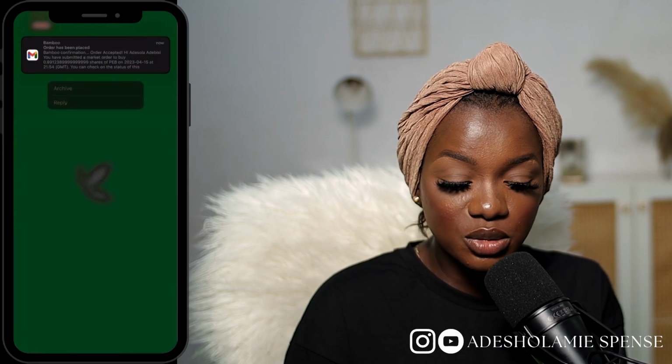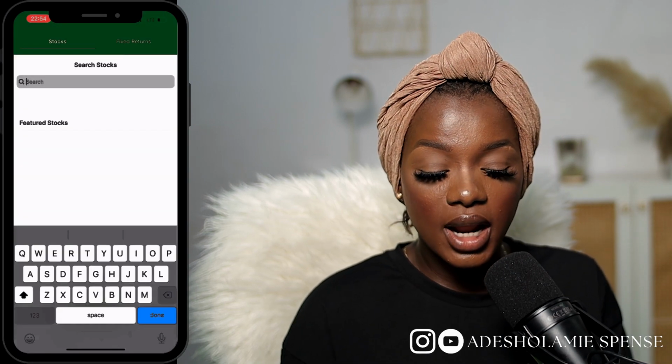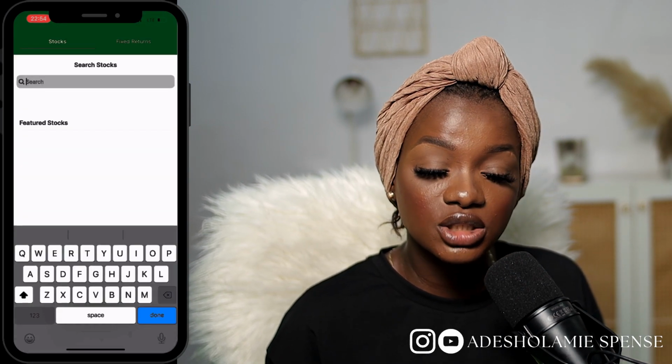Okay, so that's pretty much everything you need to do when you want to invest in real estate using your Bamboo. This is pretty straightforward and it's really easy. My network kind of disrupted things, but we were still able to pull through. So yeah, that's how you can invest in real estate from your mobile phone using Bamboo.